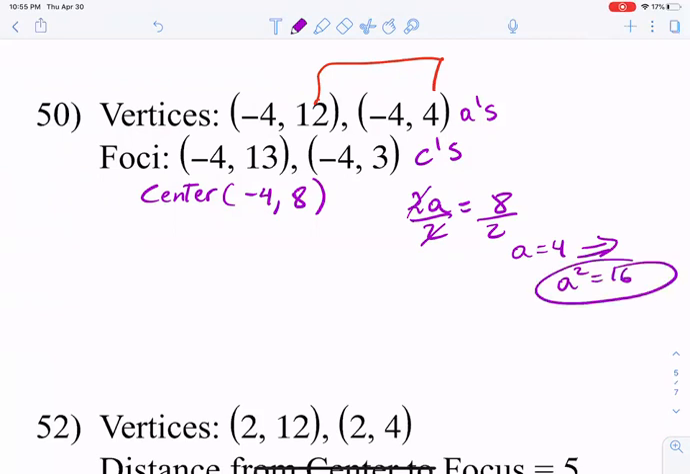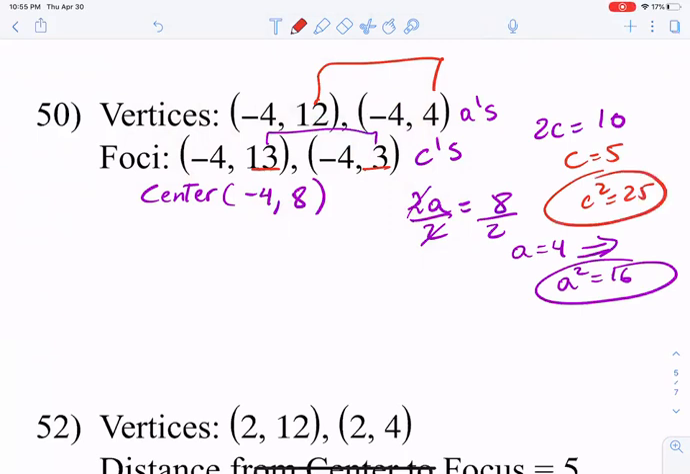Now I need to find out my c values. I can find those right away too. These are fixed, and these are the ones that are changing. So 2c equals 10, right? Because the distance from 3 to 13 is 10. That implies c is 5 and c squared is 25. So we can find out what b is.